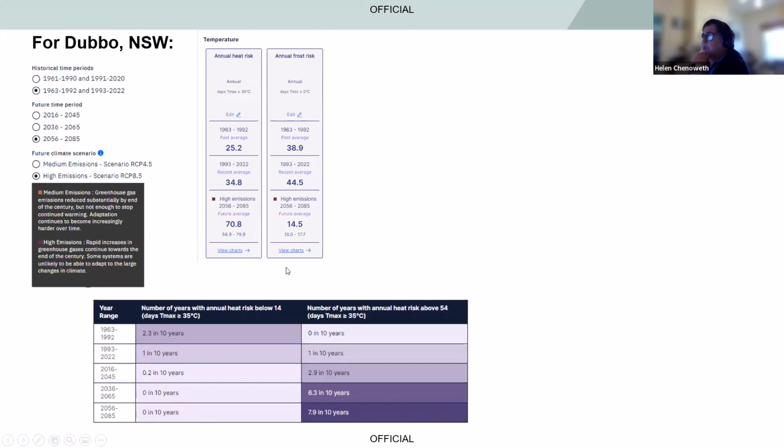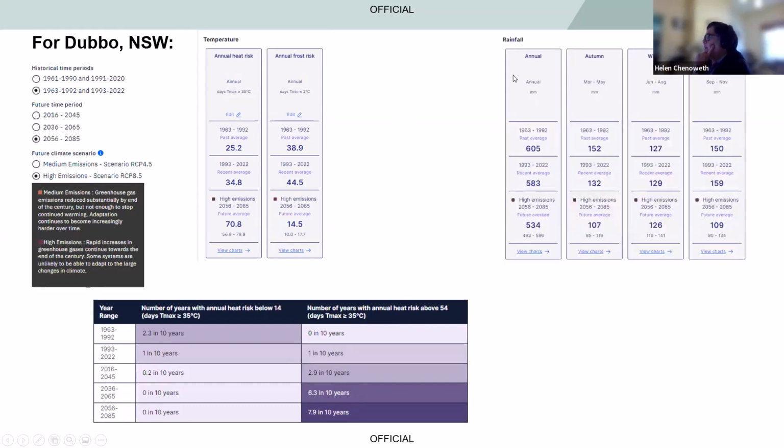Another good little tool or piece of information that this web-based system provides is the number of years at Dubbo with annual heat risk below 14 days, which is the maximum of greater than or equal to 35 degrees. Our initial data is 2.3 to 1 in 10 years. And obviously, as we're going through that modelling, it's going to none with annual heat risk below 14 days. So much, much warmer. And the same way, this is saying the same thing the other way around. Number of years with annual heat risk above 54 days: none of those sort of issues, or one perhaps in that earlier data, up to 2.9, 6.3 and nearly 8. So that's a big change in terms of the higher risk days that these models are showing.